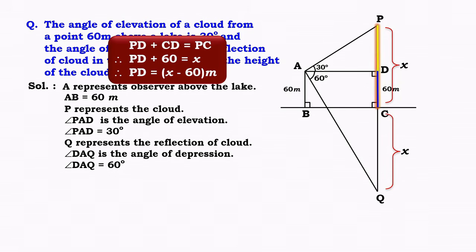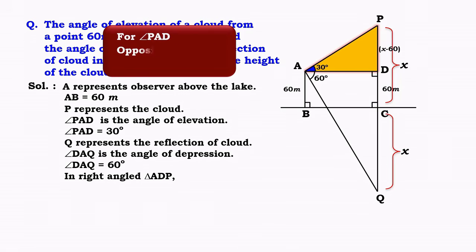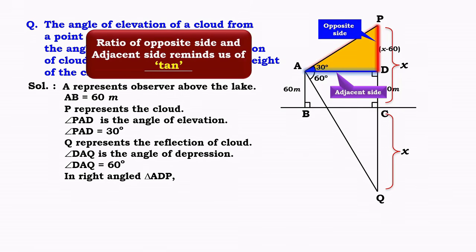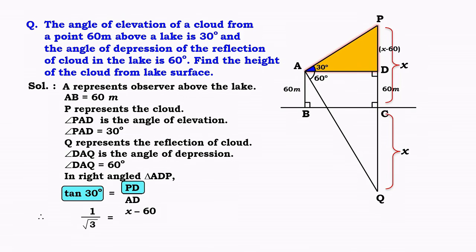Now, consider the right-angled triangle ADP. For angle PAD, the opposite side is PD and the adjacent side is AD. The ratio of the opposite side and the adjacent side reminds us of the tangent ratio. Therefore, in right-angled triangle ADP, tangent 30 degrees is equal to PD divided by AD. We know that tangent 30 degrees is equal to 1 divided by root 3. Therefore, 1 divided by root 3 is equal to x minus 60 divided by AD. On rearranging, we get AD equal to root 3 multiplied by (x minus 60) meters.